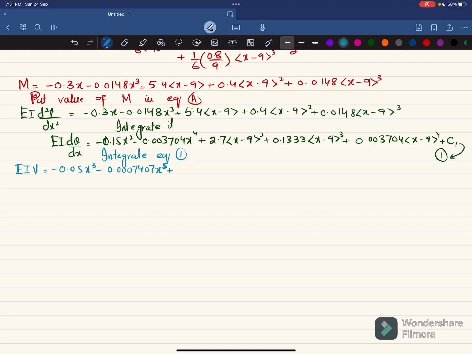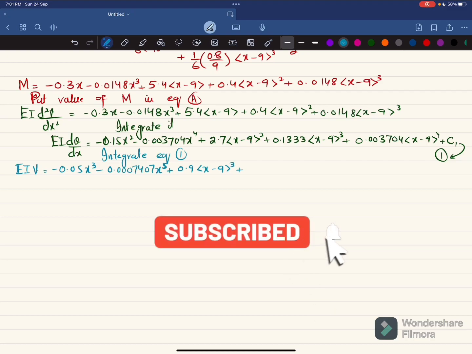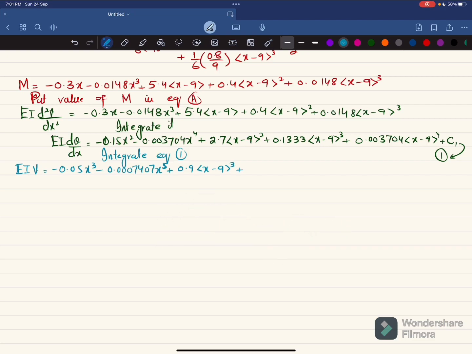plus 2.7 into (x minus 9) cubed divided by 3, which is equal to 0.9 into (x minus 9) cubed, plus 0.1333 into (x minus 9) to the power 4 divided by 4, which gives 0.03333 into (x minus 9) to the power 4, plus 0.0007407 into (x minus 9) to the power 5, plus c1 x plus c2. This is your equation number 2.